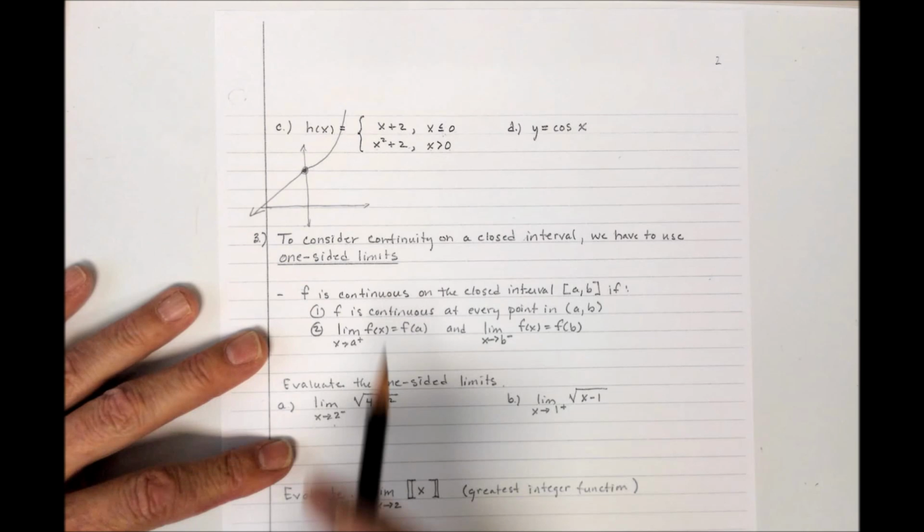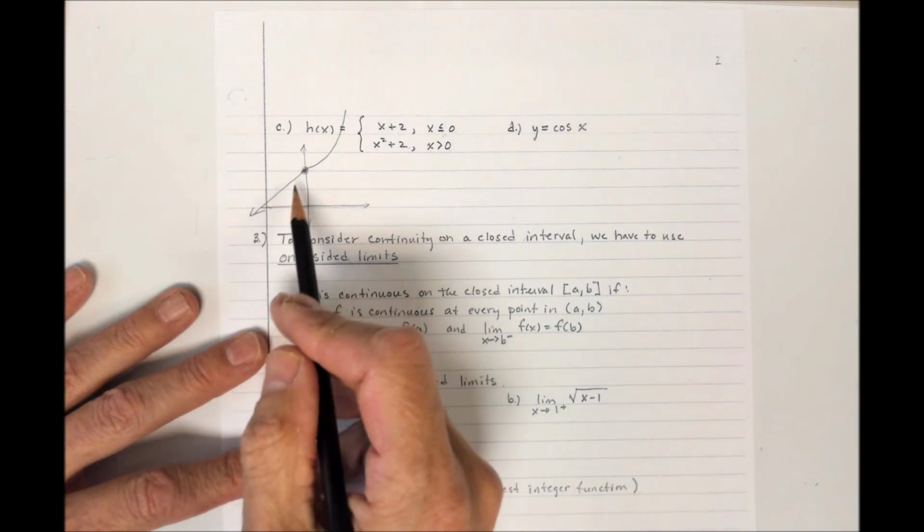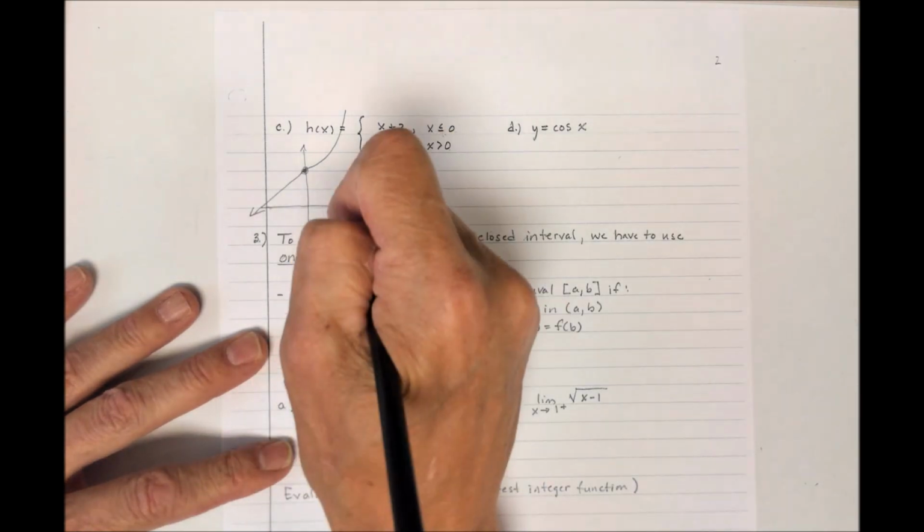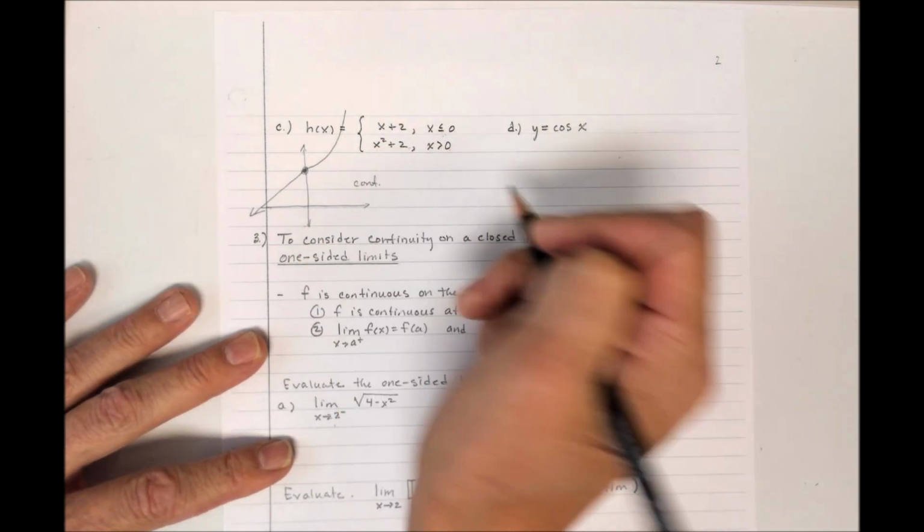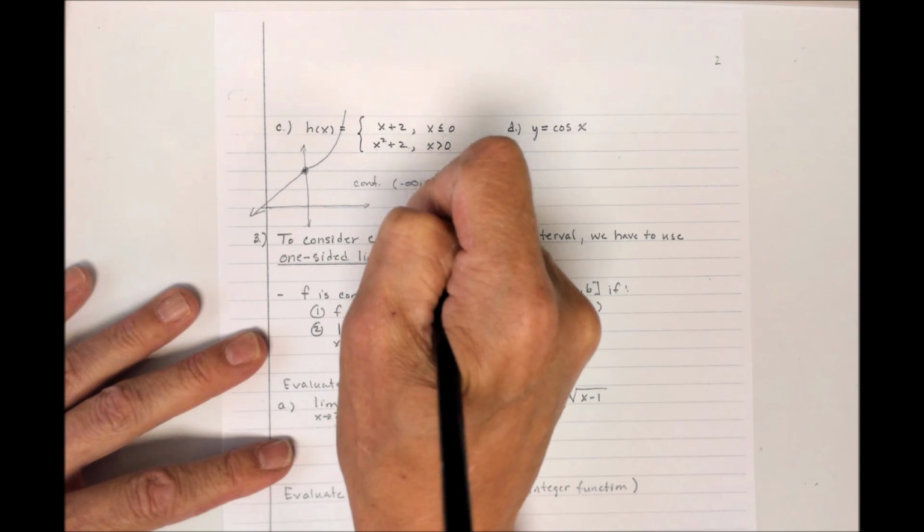And so as you can see here, there is no hole, there is no gap. This is filled in, so this is continuous everywhere, or everywhere continuous. Continuous, I'll just abbreviate, from negative infinity to infinity.